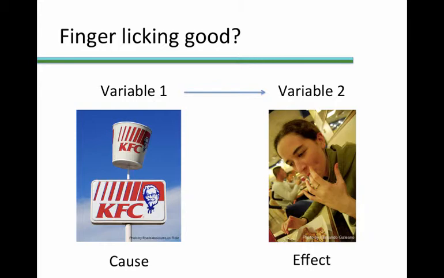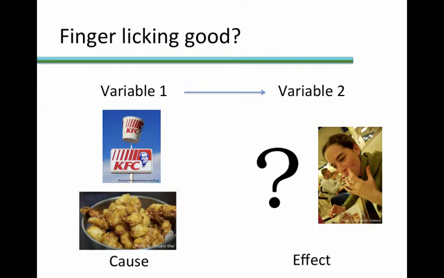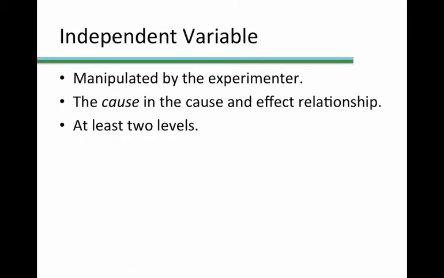To make this into an experiment, we may assign participants to one of two groups and give one group Kentucky Fried Chicken and the other group just some homemade chicken to see if there's anything special about Kentucky Fried Chicken. Then we could measure how many participants in each group lick their fingers after eating to see if Kentucky Fried Chicken really is all it claims to be. Now back to our variables.